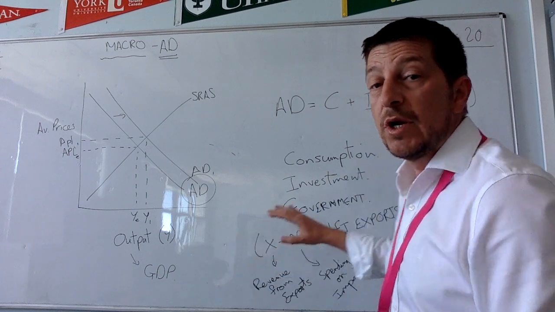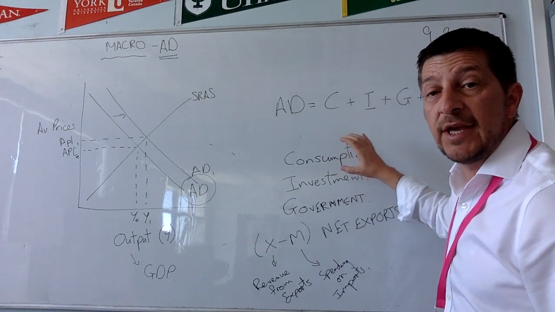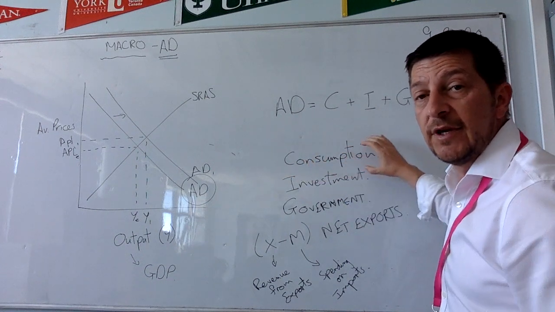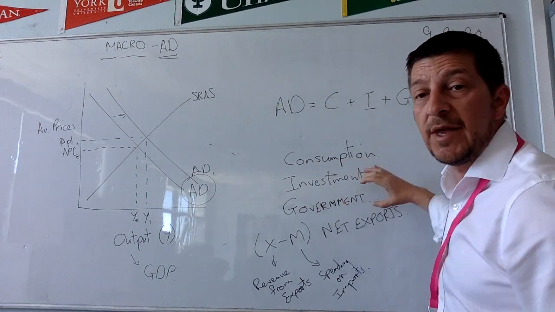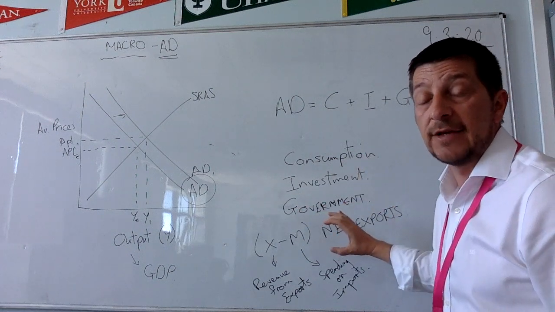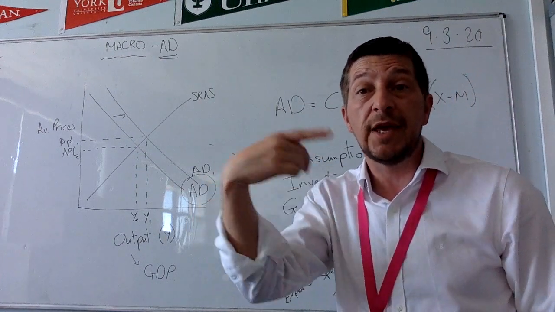So we're going to look at each of these components separately, and we're going to look and see what might influence the level of consumption, the level of investment, the level of government spending, and the level of net exports. But keep an eye open for those videos. They'll be coming up over the next few days.